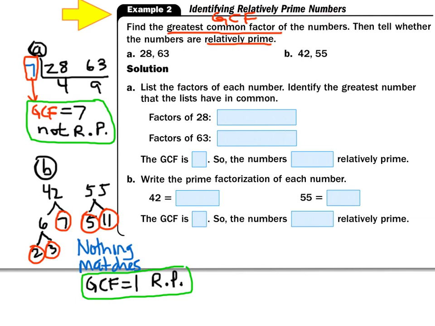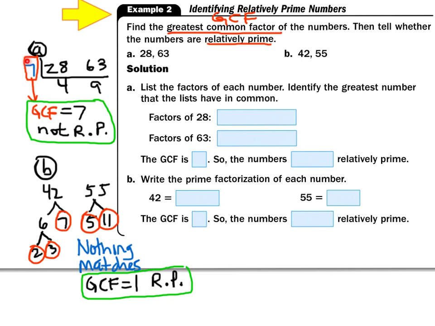Identifying relatively prime numbers. So first we're going to find the greatest common factor, and then we're going to tell whether the numbers are relatively prime. So take a look at A. They want us to look at 28 and 63. So I wrote 28 and 63, and I did the upside down division.